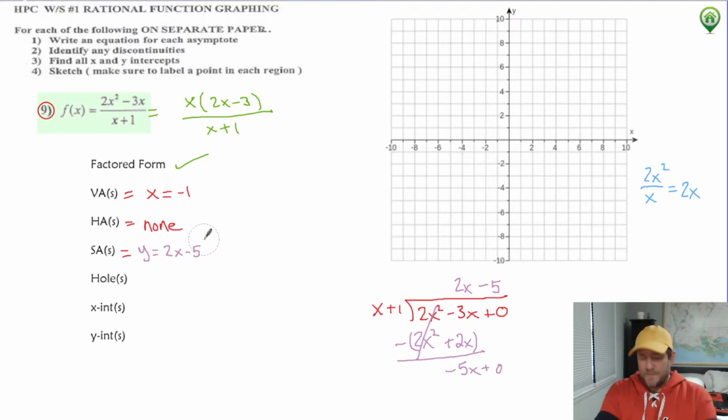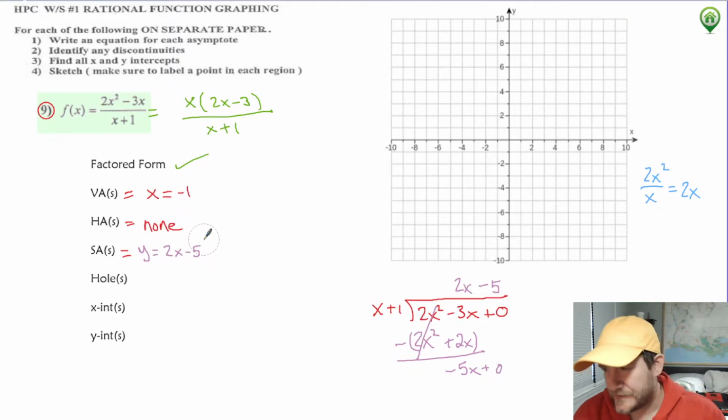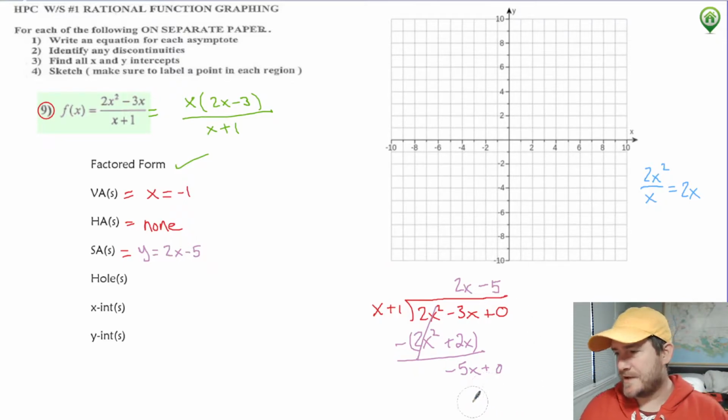But I don't know. There's a couple reasons why I shouldn't. One of those reasons is the remainder is kind of important. If you get a remainder of 0, then that actually means that the x plus 1 is a clean divisor of the numerator, and it means you probably factored wrong, because the x plus 1 should have canceled. If you get a remainder of 0, then that denominator should have canceled out. And then we wouldn't have a slant asymptote.